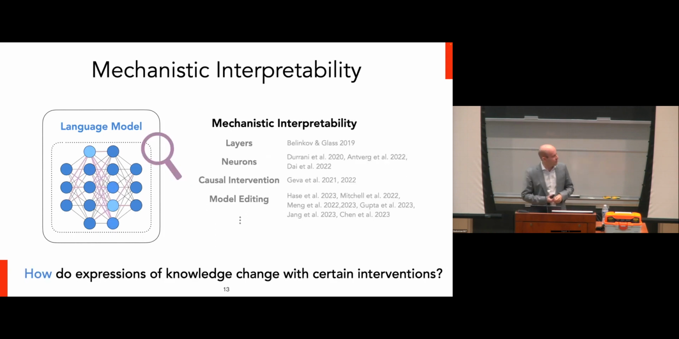And then finally, there's a new class of methods that are generally called mechanistic interpretability methods, which explore the question, how do expressions of knowledge change when we apply certain interventions to them? So that might be, let's say, masking out certain neurons in the network, removing certain layers, and seeing what effect that has on what types of outputs our model gives us when we provide it with certain inputs.